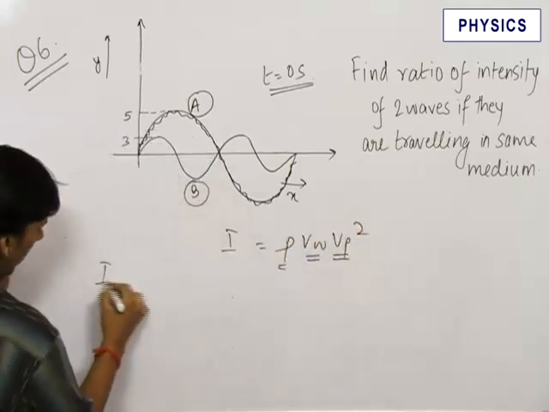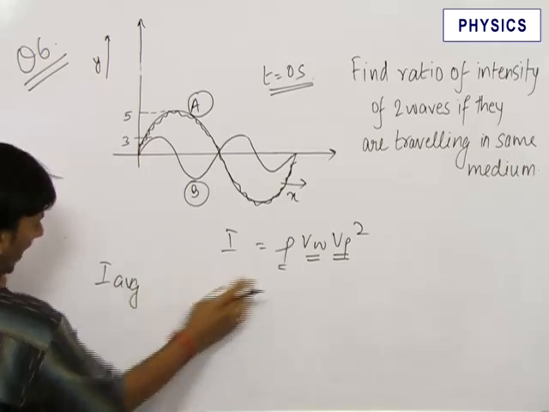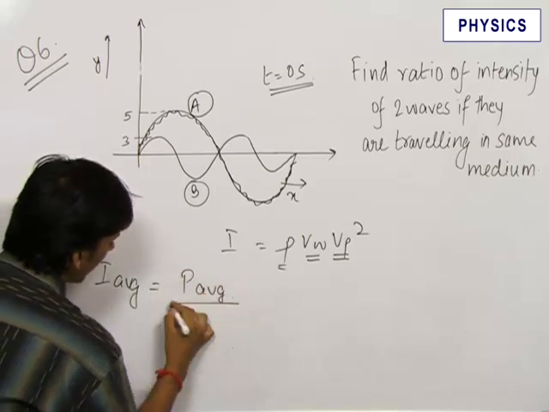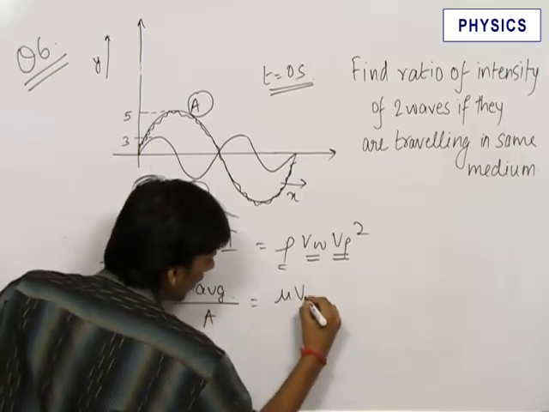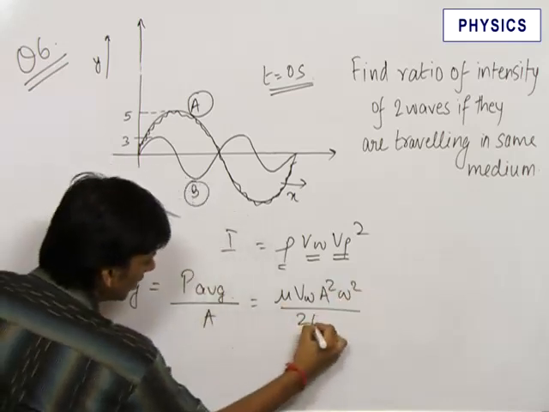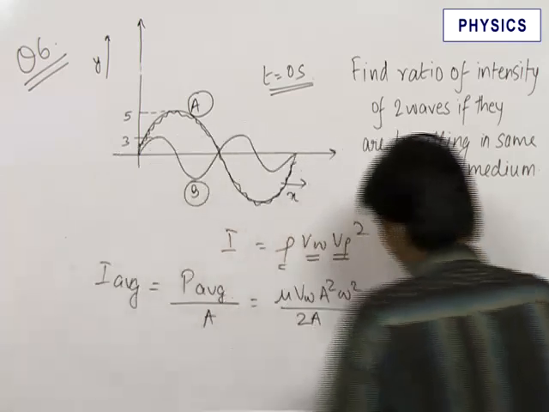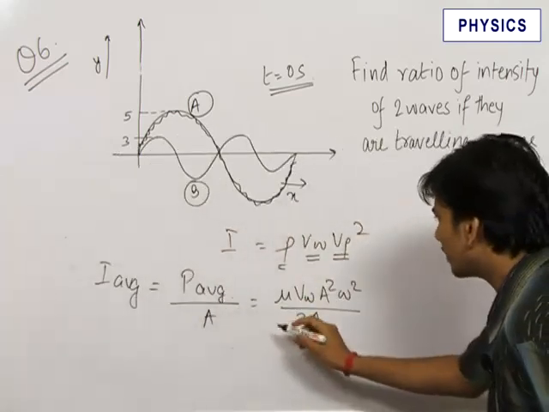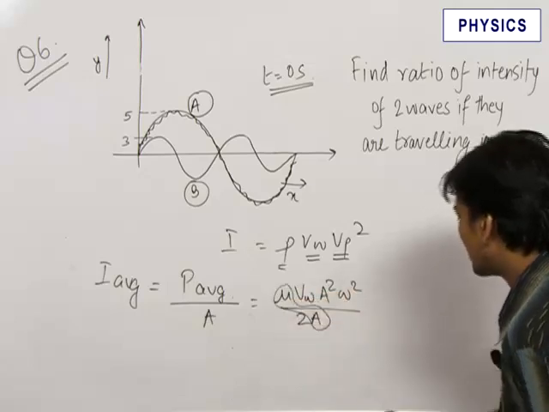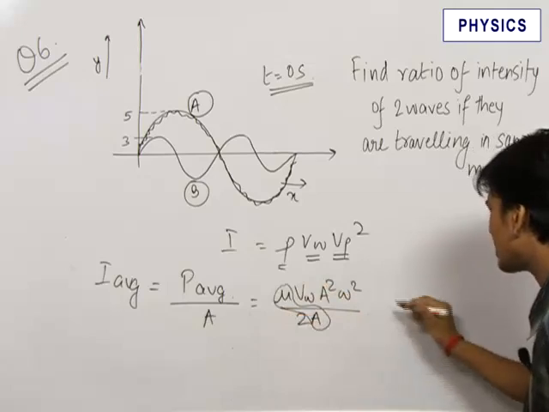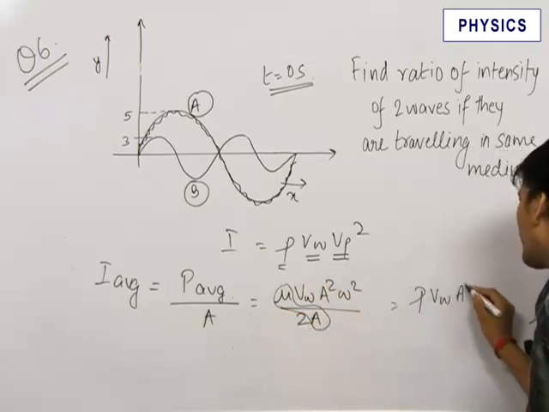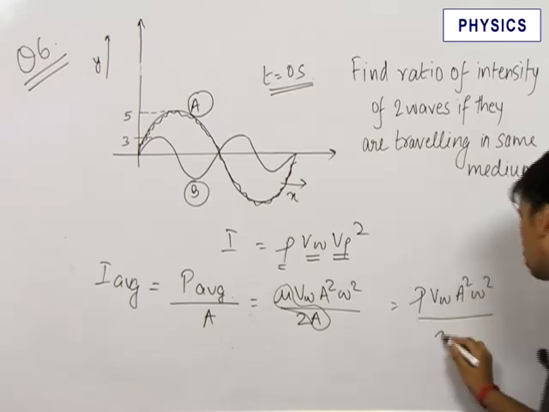This actually comes from, or rather you can take I average intensity. This is equal to average power upon area. The average power is equal to mu VW A square omega square upon 2, and the area comes here. Therefore this is the formula for average intensity. Now mu upon A is nothing else but mass per unit length upon area, that is equal to density, that is equal to rho VW A square omega square upon 2.